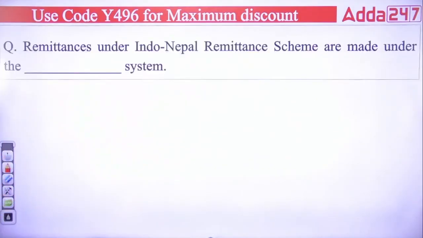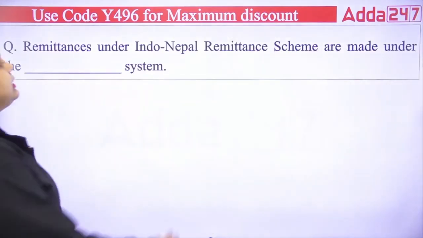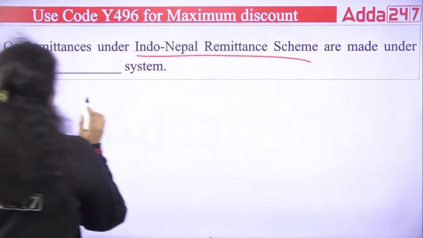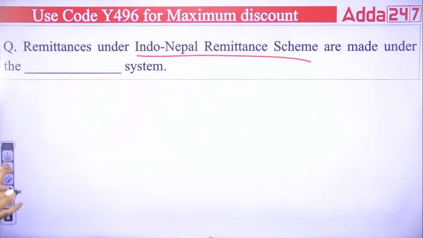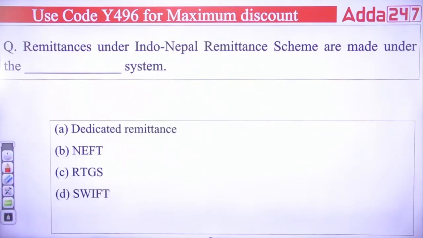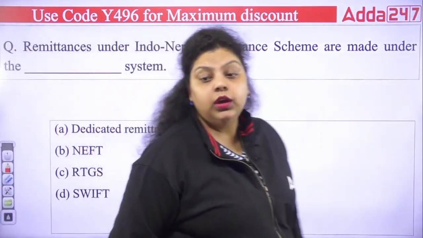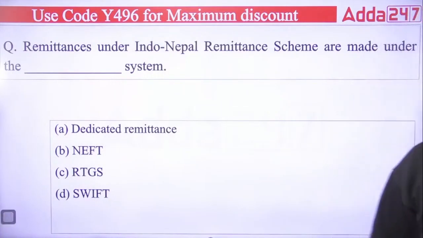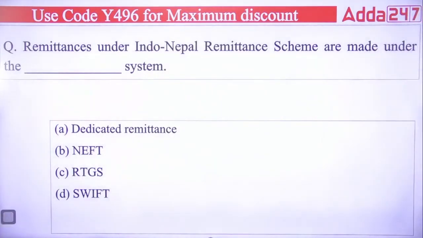Next question: remittances under the Indo-Nepal remittance scheme are made under the dash system. The options are dedicated remittance, NEFT, RTGS, SWIFT. Which of the following is true? Remittances under the Indo-Nepal remittance scheme are made under which system? A, B, C or D?